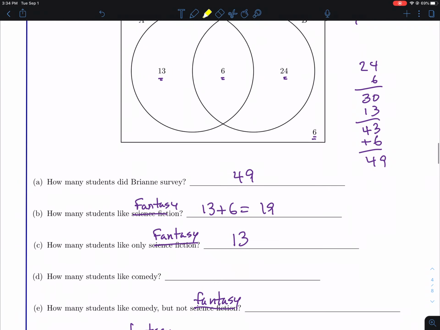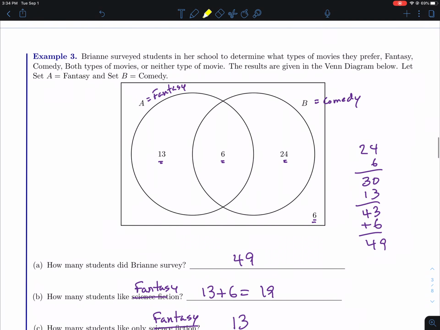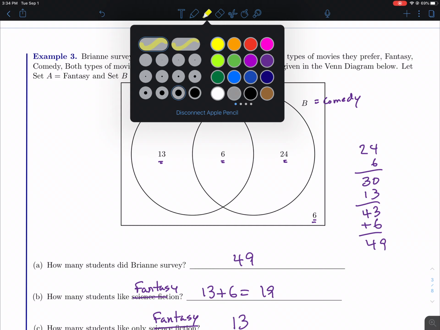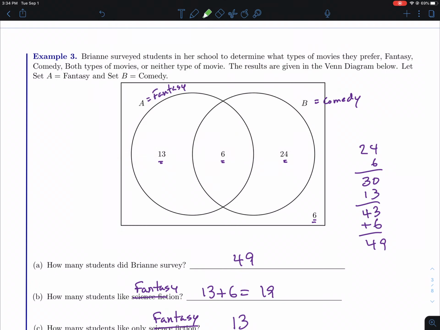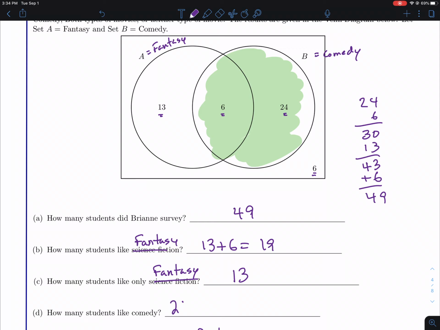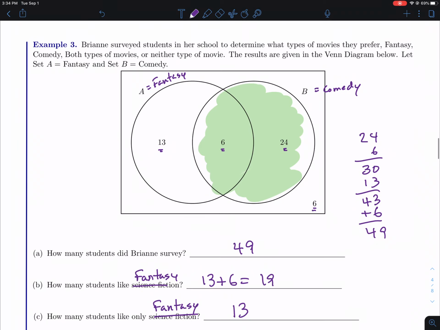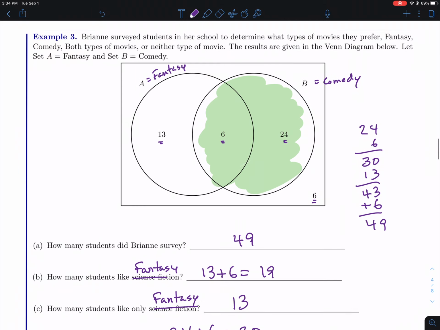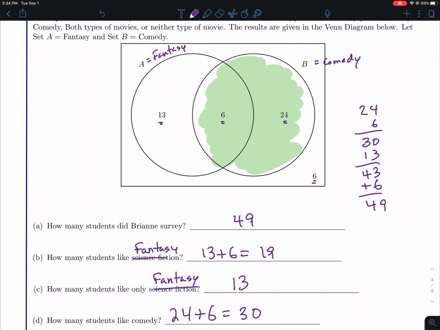All right, so let me erase that. Now, how many students like comedy? Again, just like before, the number of students that like comedy are all the students in B. So even the 6 that like comedy and fantasy get counted because they like comedy. So we're going to take 24 plus 6. So it looks like 30 like comedy.